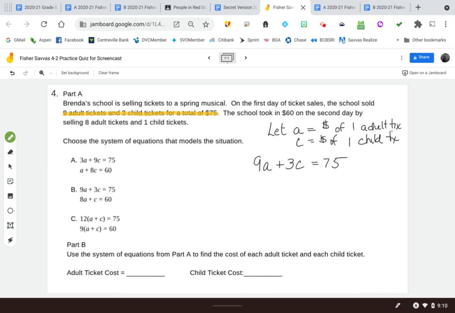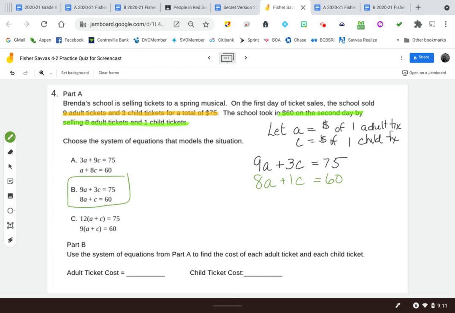portion of this. So they tell us in the next sentence that the school took in $60 on the second day by selling 8 adult tickets and 1 child ticket. All right, so if I was going to come up with that equation, I know that they sold 8 adult tickets, so 8 times the cost of an adult ticket, and 1 child ticket, so plus 1C, and that's going to be equal to 60. Well, as you can see, the answer has to be B. Those are the two equations that work. That's the same two equations that I already have written down.